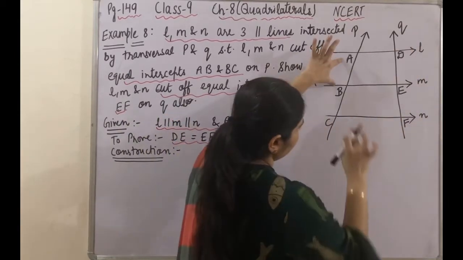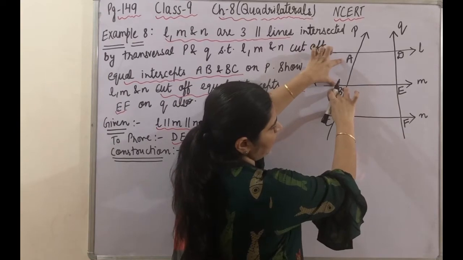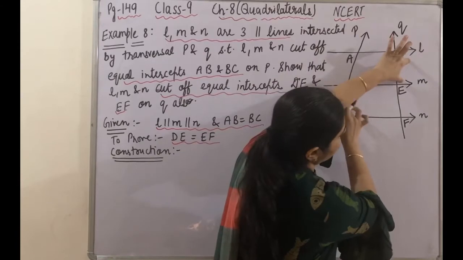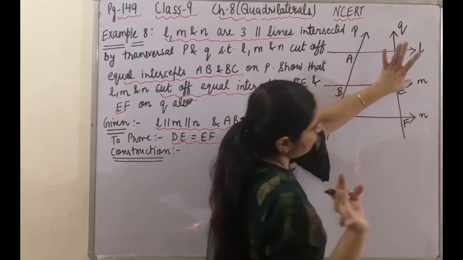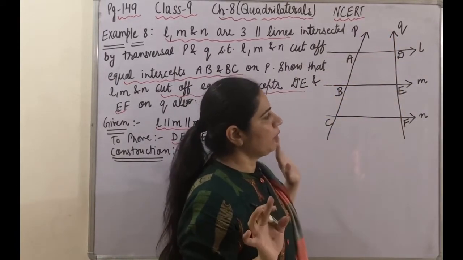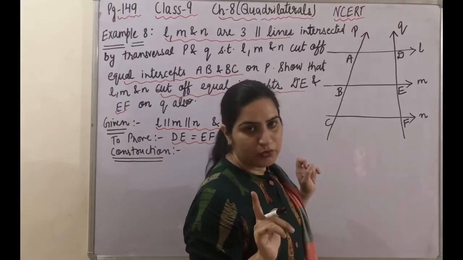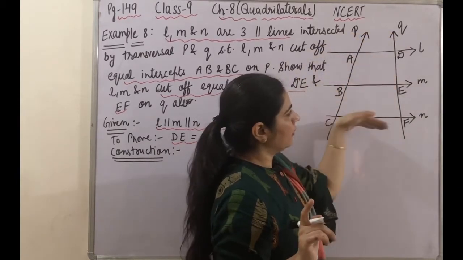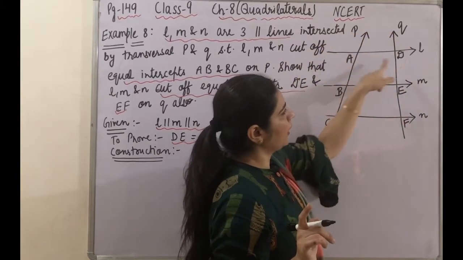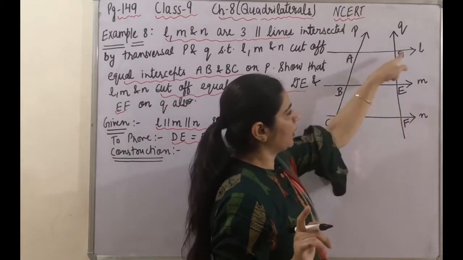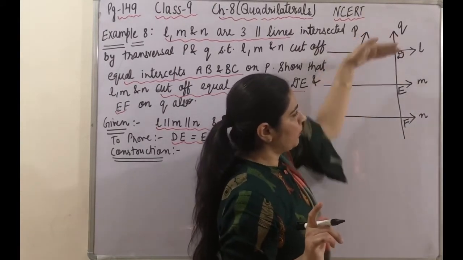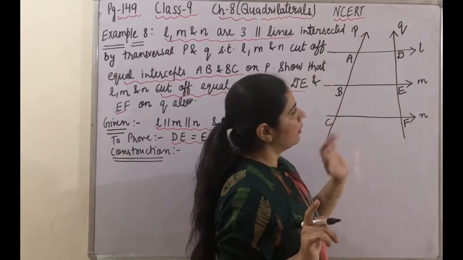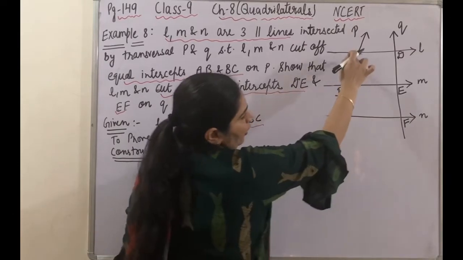These 2 distances, AB is equal to BC, are already given equal, but we have to prove DE is equal to EF. If I want to apply the midpoint theorem, one triangle is required, but here it is not a triangle. Here parallel lines are given. If it is A, D, F and C, I can write it's a trapezium. When one pair of opposite sides are parallel, then we can say it's a trapezium.